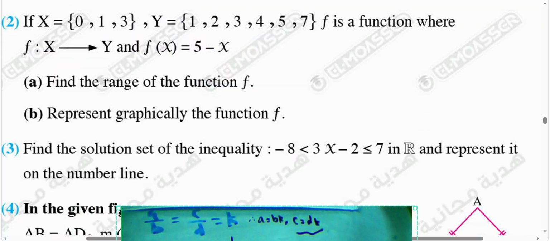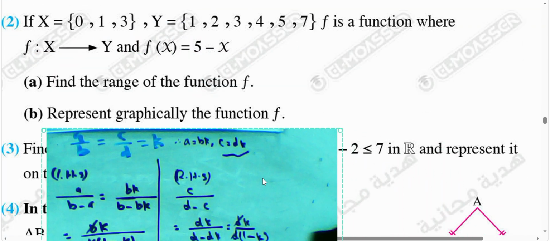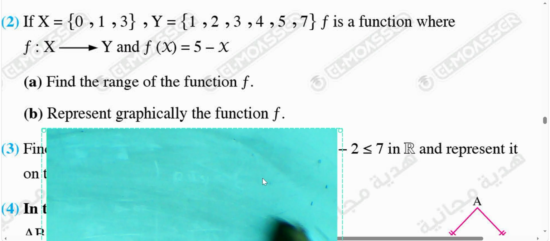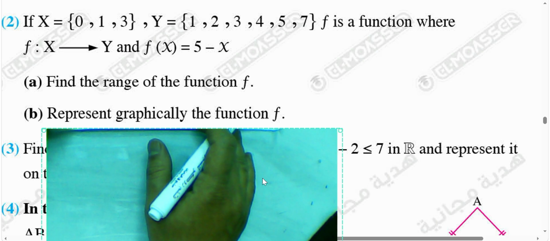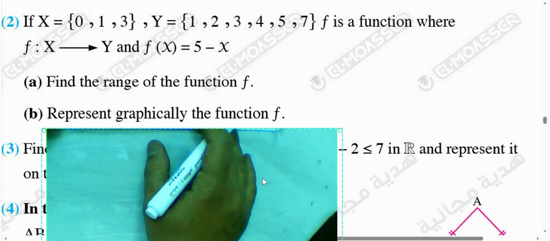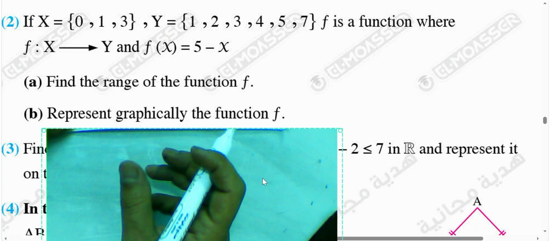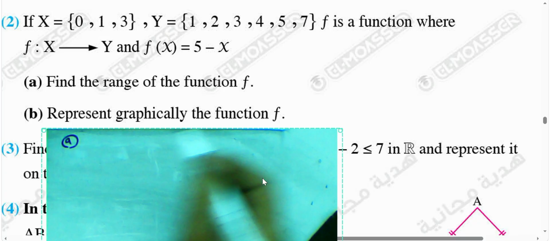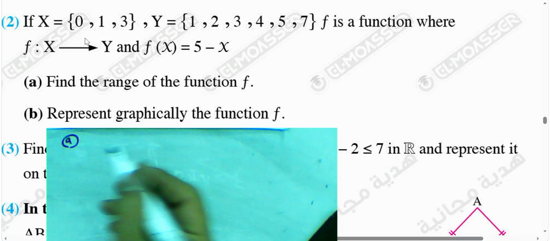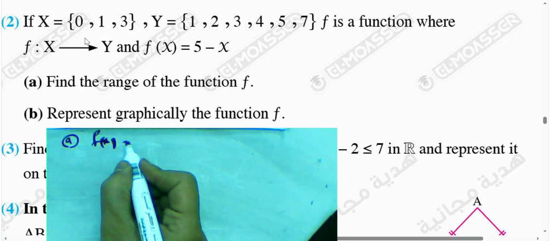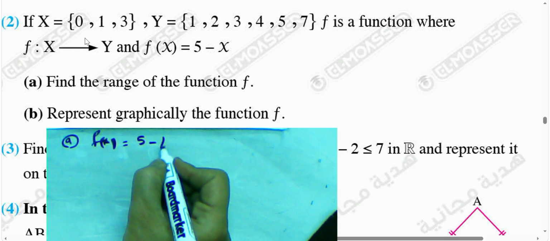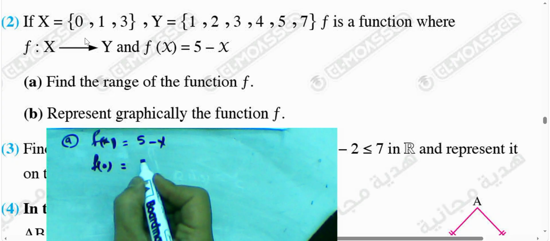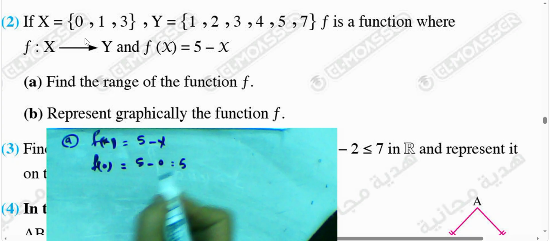Number 2, he gives me a function, the relation f of x equals 5 minus x. He wants to find the range of the function. What's the meaning of the range? The range means the image, like this. Look here, f of 0. We have the function f of x equals 5 minus x. f of 0 equals 5 minus 0 equals 5.